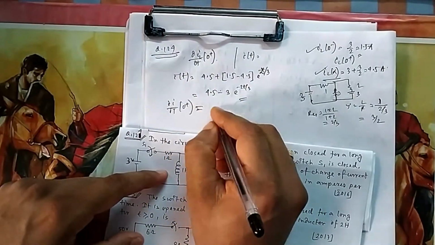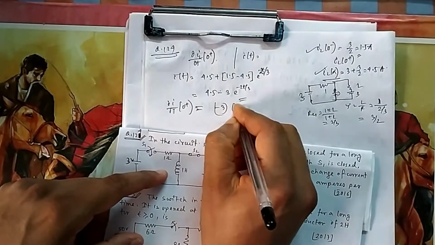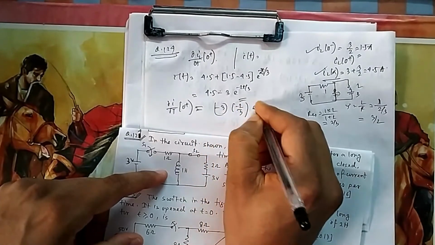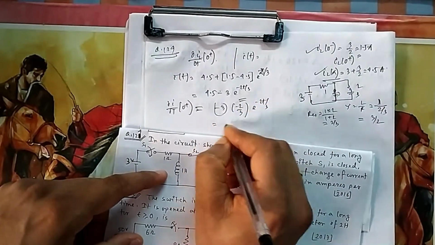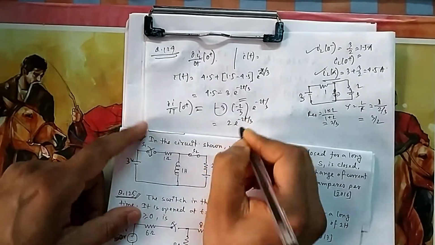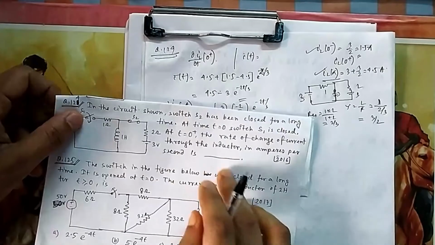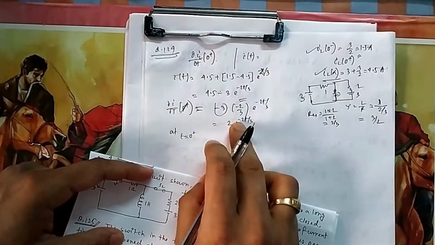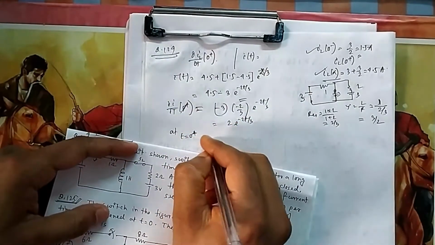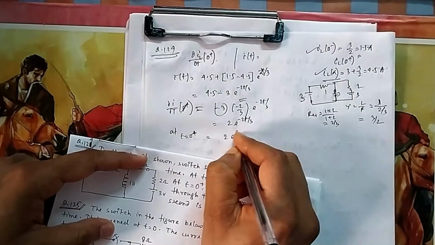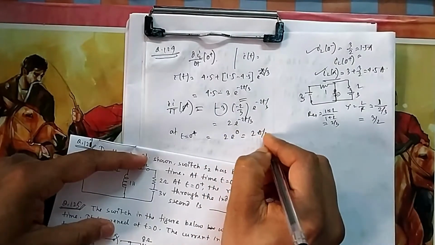So if you do differentiation, then it is minus 3 into minus 2 by 3 e to the power minus 2t by 3. So it is 2 e to the power minus 2t by 3 at di/dt. Now at t equal to 0 plus, they are asking di/dt at t equal to 0 plus. At 0 plus you have to put 0. So 2 e to the power 0, that is 2 ampere per second.